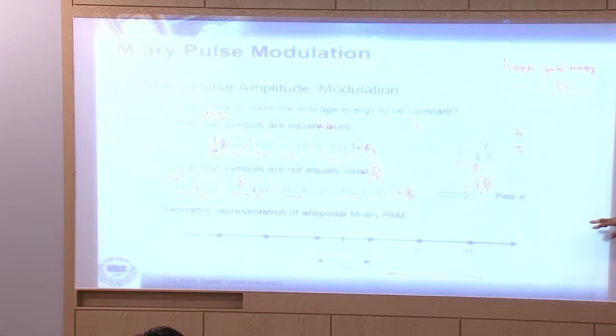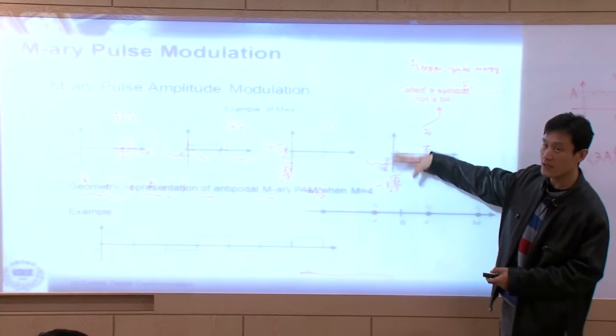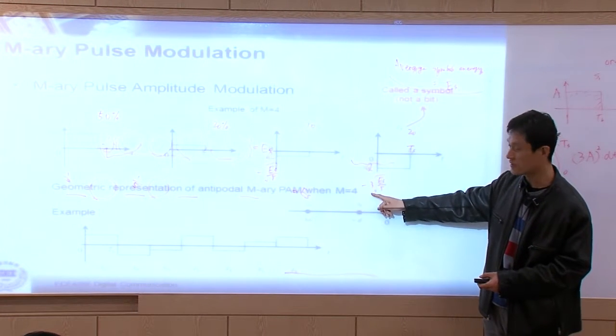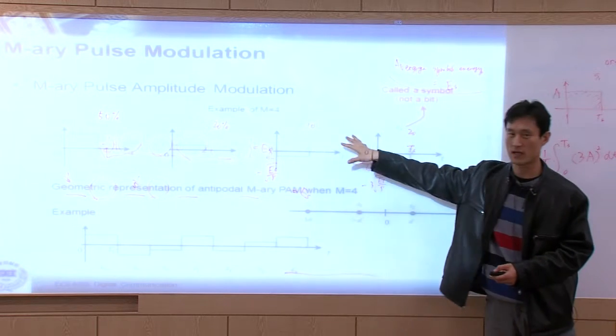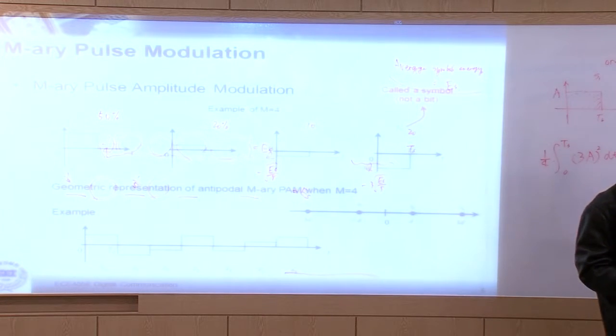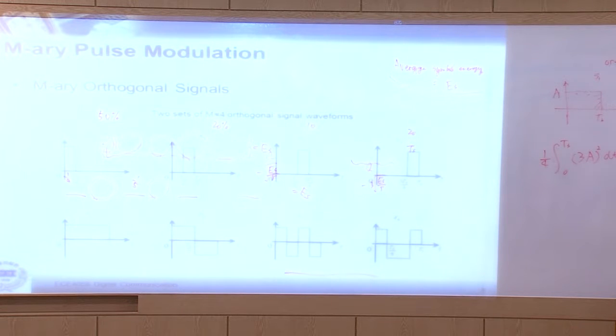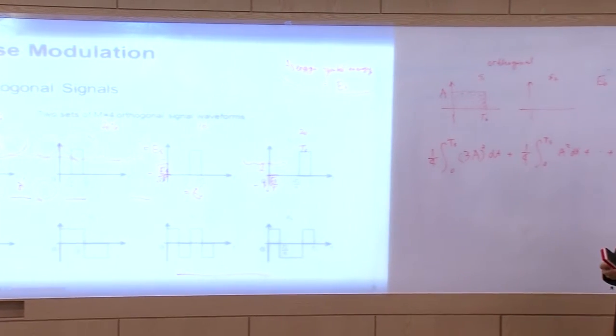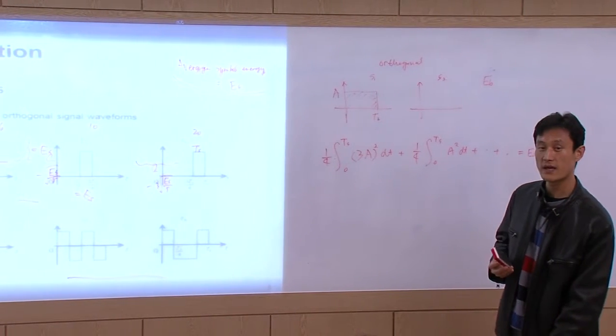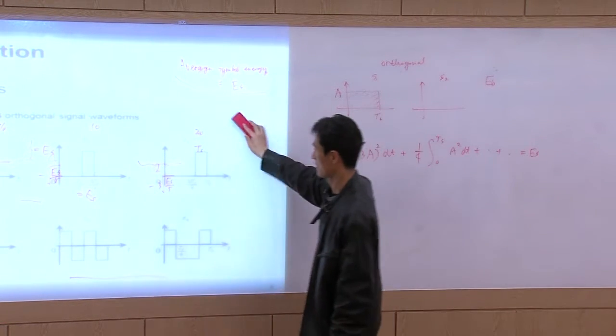So once you do this, now we get the A. Then we can complete this picture by putting the correct A like that. And now you get the picture of S1 to S4. Okay, that was the case of PAM.